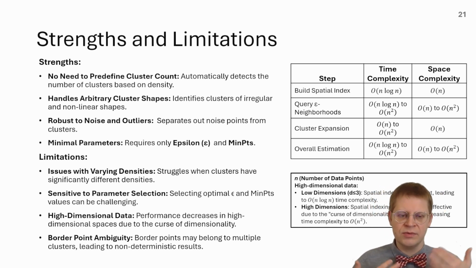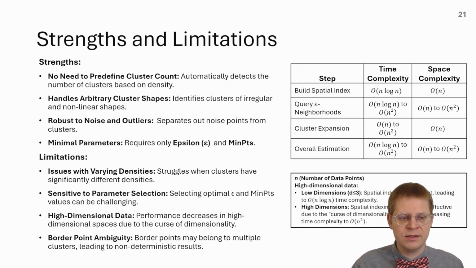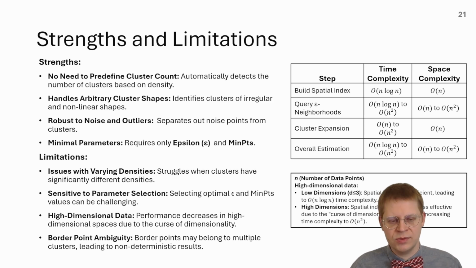And the table on the right shows the complexity of different steps. In low-dimensional data, special indexes can improve the efficiency to O(n log n), but as dimensions increase, the complexity may rise to quadratic, O(n squared).